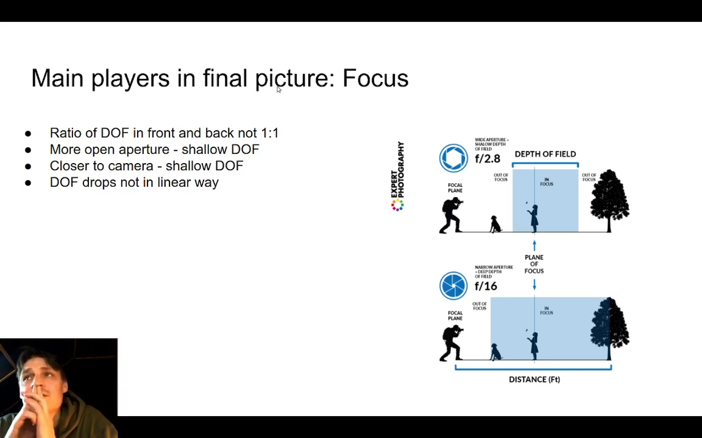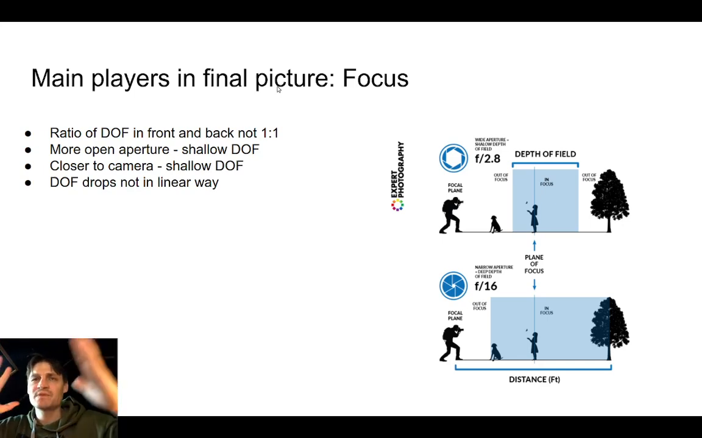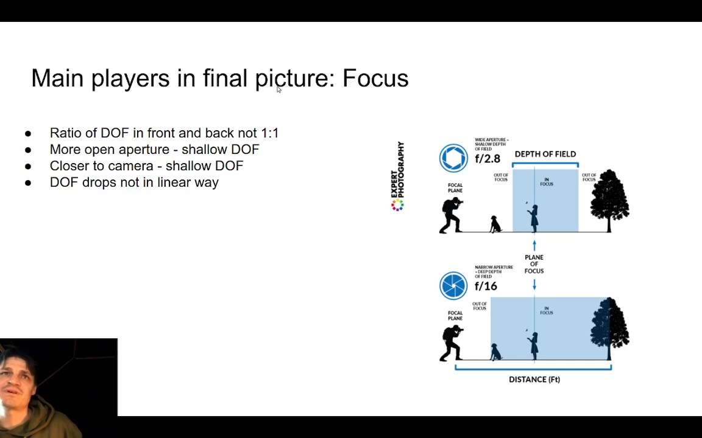Okay, just give me a second. I think, guys, I think I'm correct actually. The closer to the camera, the more shallow the depth of field. The farther away from the camera, the depth of field area is going to grow. I'm not mistaken. Yeah, that's right. All good. Am I bullshitting you? No. Important part: depth of field does not drop in a linear way.